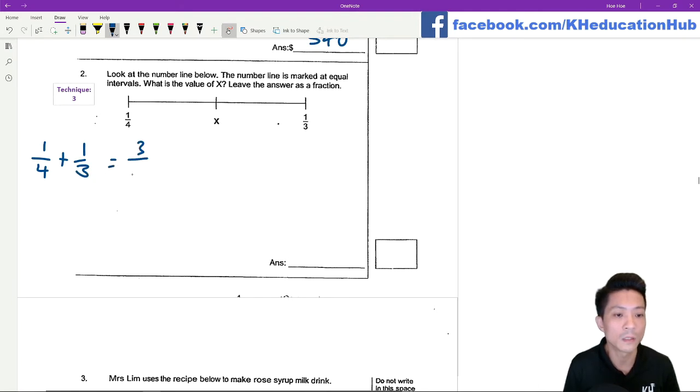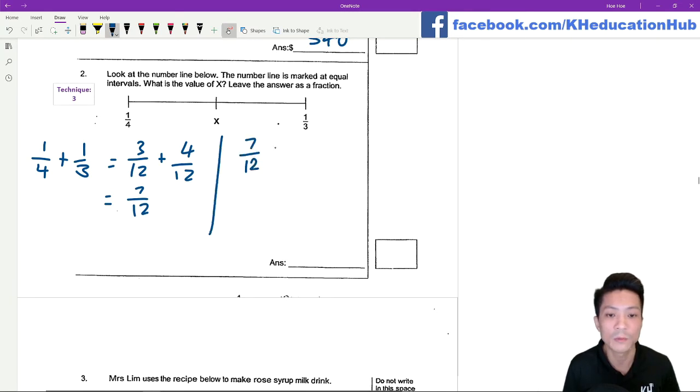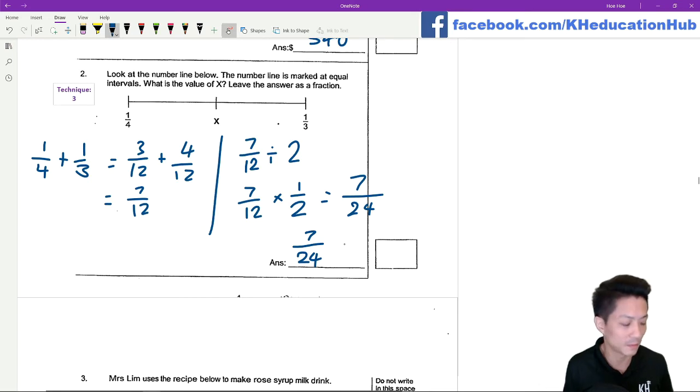This is gonna be... and then after that you divide it by 2. Divided by 2 is, let me write down, divided by 2. Same as times half. It's nothing to reduce. This will give you a 7 over 24. 7 over 24 is the answer.